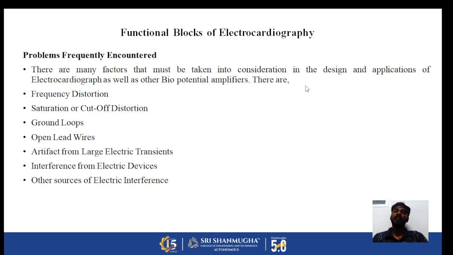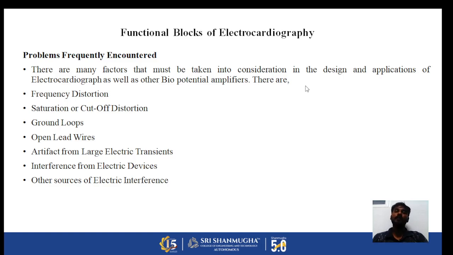Problems frequently encountered. What are the problems frequently encountered with the electrocardiograph machine, and how can biomedical engineers solve them? There are many factors that must be taken into consideration in the design and applications of electrocardiographs as well as other biopotential amplifiers. There are frequency distortion, saturation and cutoff distortion, ground loops, open loops, and open leg wires, artifacts from large electric transients, interference from electric devices, and other sources of electrical interference.